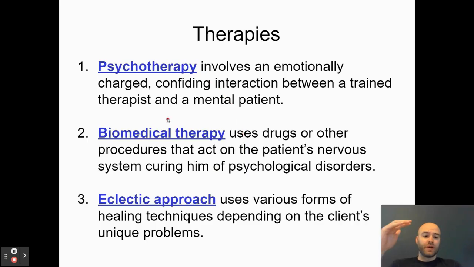You could use different types of psychotherapy together, or you could use a type of psychotherapy mixed with a biomedical therapy. This is the most common because it depends on the client's unique problems and they can tailor the therapy to them instead of just relying on one specific therapy. So those are the three different types.